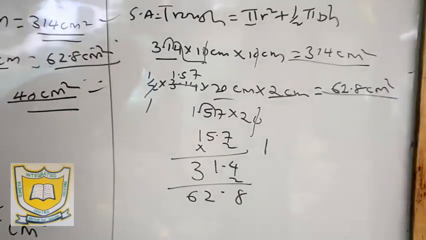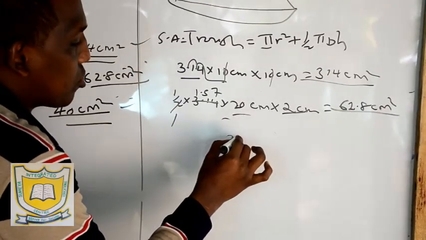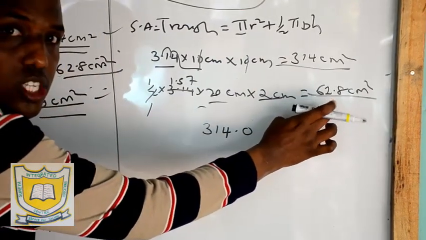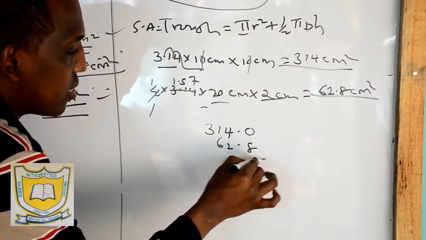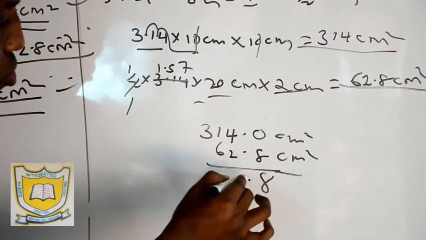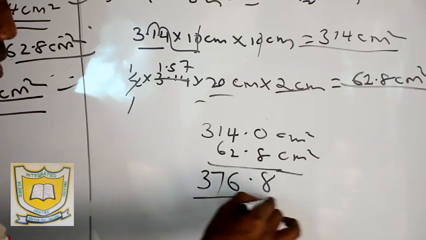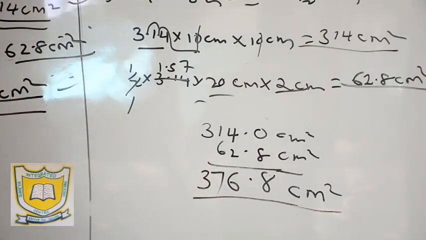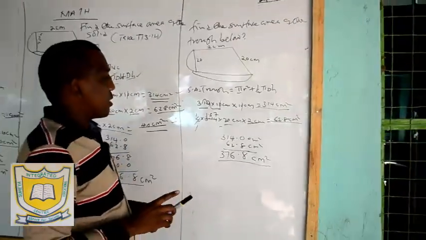So what do we do now? We add. When we want to add, we say 314.0, we introduce a point because the other one has a decimal point, plus 62.8 centimeter squared. So you will get 376.8 centimeter squared. That is how we get the surface area of a trough or a hollow.